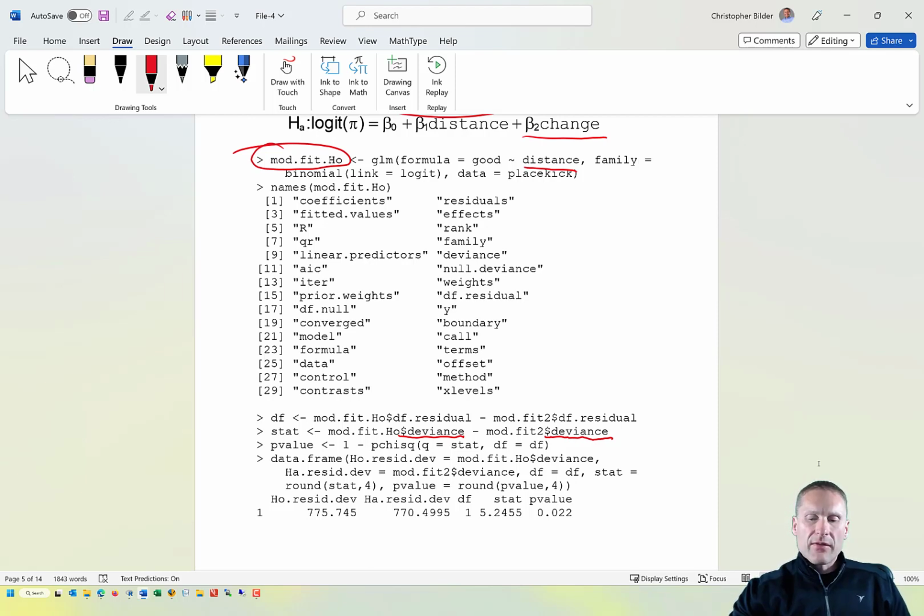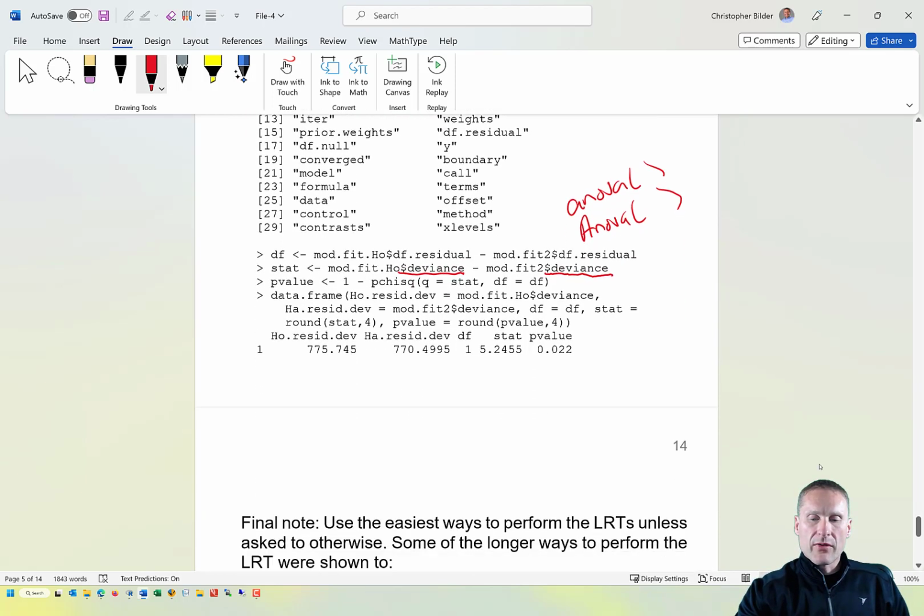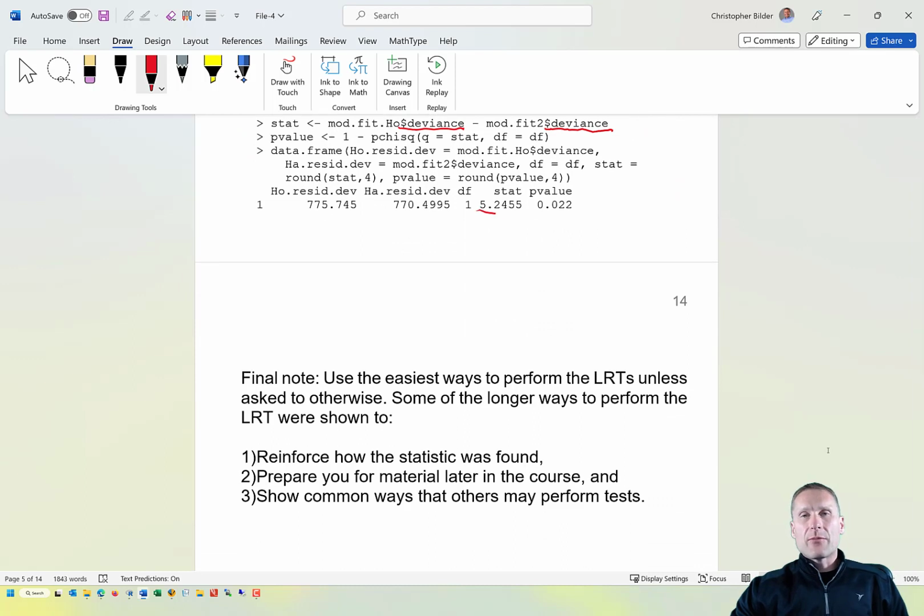You can then verify based upon what we've done before with the little anova function. And since we're only testing one parameter right now, you can also verify with what we did before with the capital Anova function to see that you end up getting the exact same results. If you remember, there's that statistic 5.245, the negative 2 log lambda statistic.